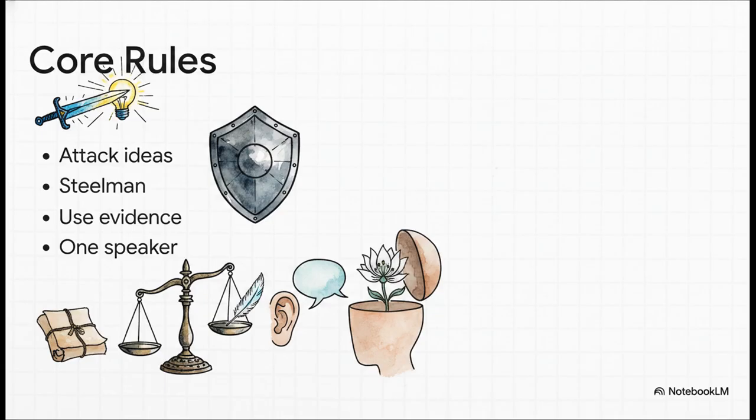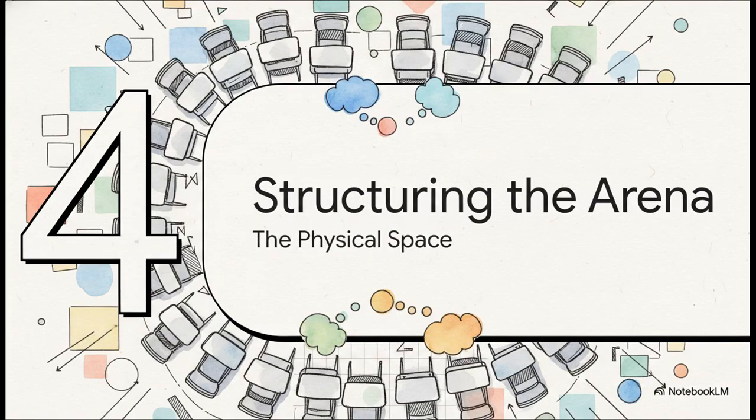4. One speaker at a time, which requires active listening. And 5. Intellectual humility. Participants need to be allowed and heavily encouraged to publicly change their minds. Section 4. Structuring the Socratic arena, the physical space. Let's transition into the physical and logistical setup you need to foster a successful dialectical environment.